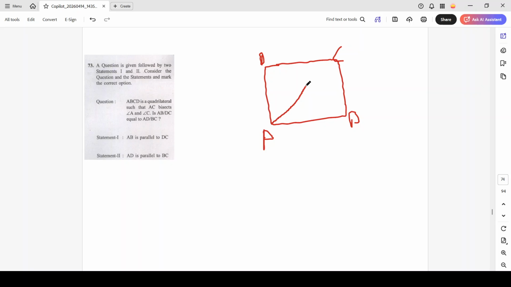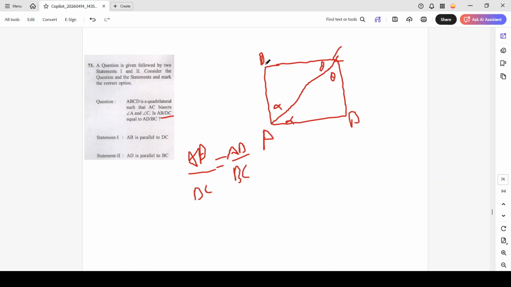AC bisects. Okay. That means this is theta. This is theta. This is alpha. This is alpha. Then what is this? AB upon DC is equal to AD upon BC. So we closely look at this, AB and AD.